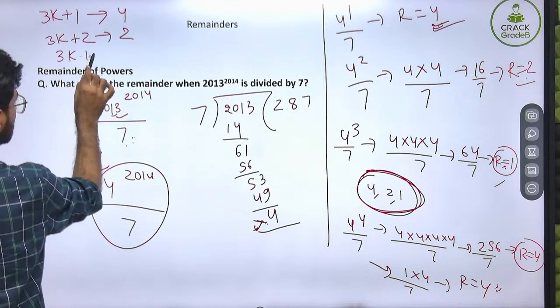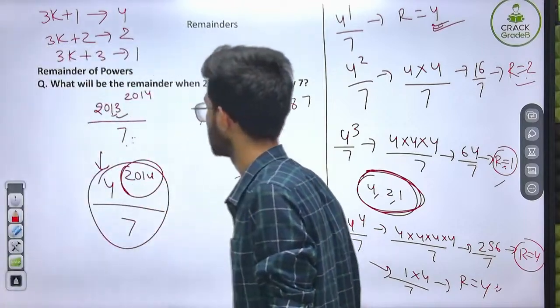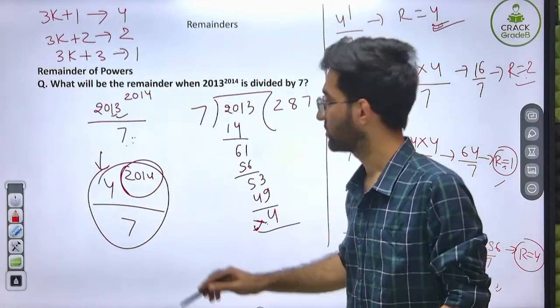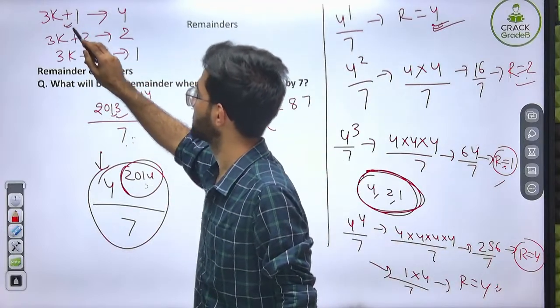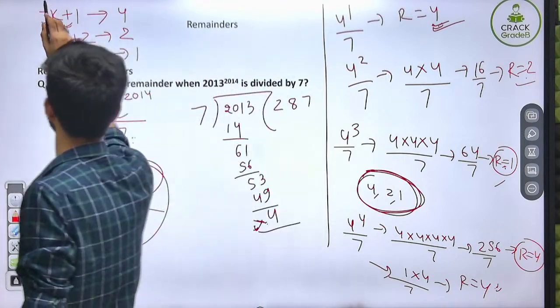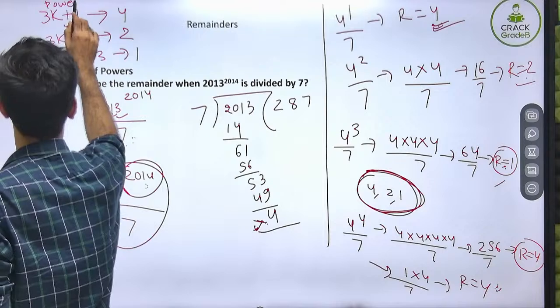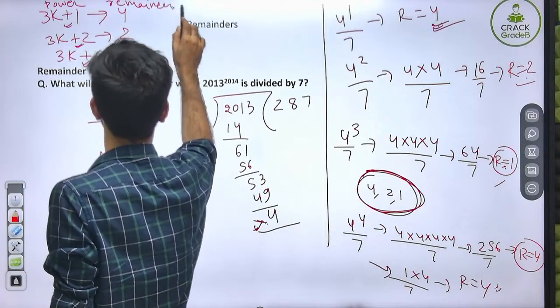When the power is 3k plus 3, the remainder is 1. Now let us look at 2014. We have to see these four powers: when the power is 3k plus 1, 3k plus 2, 3k plus 3. So we have written different remainders when the power is of this form.